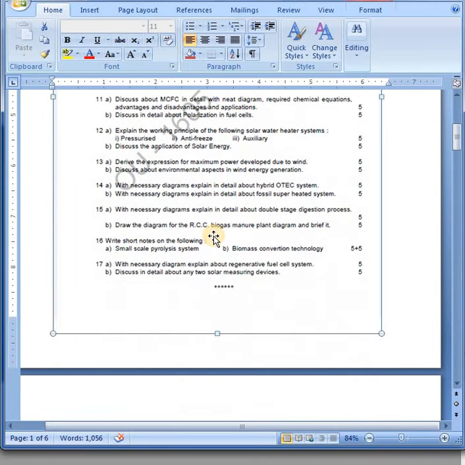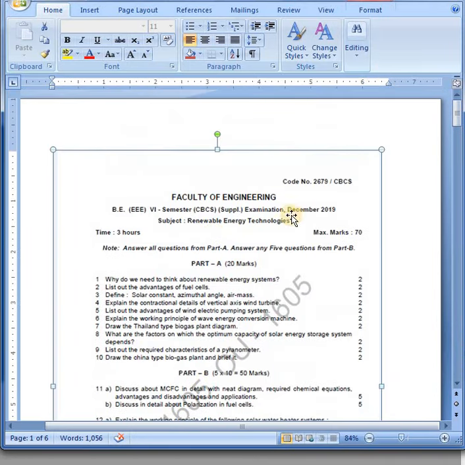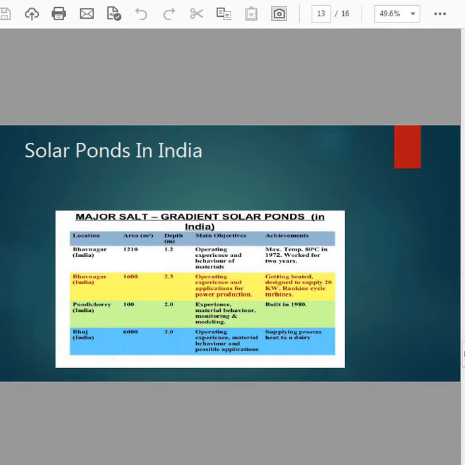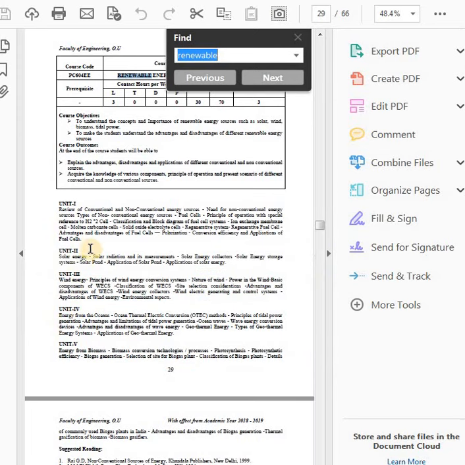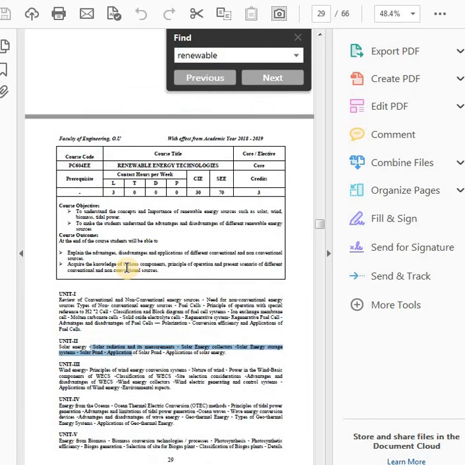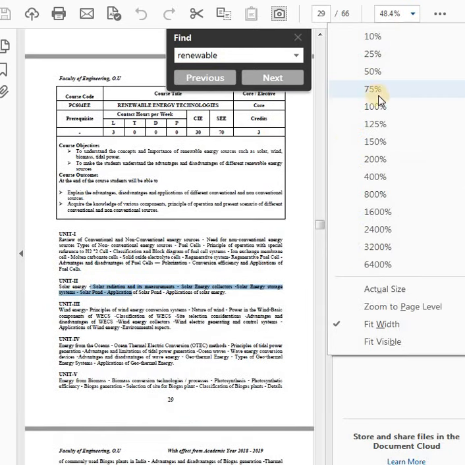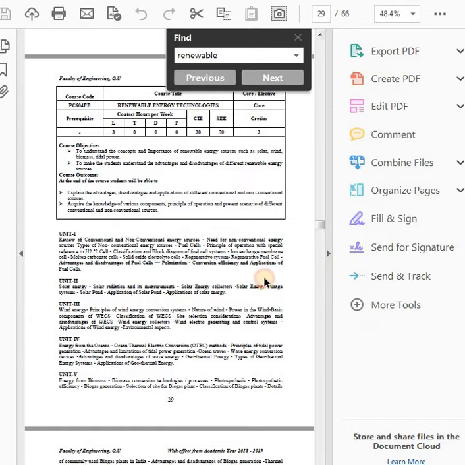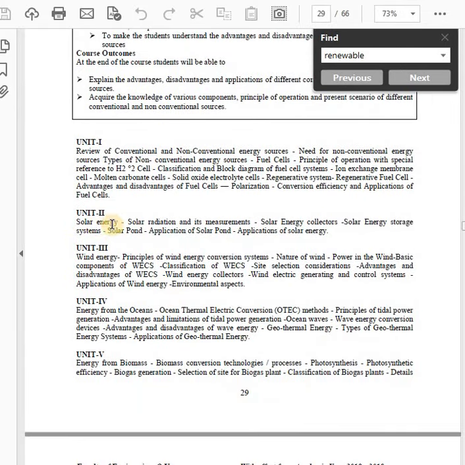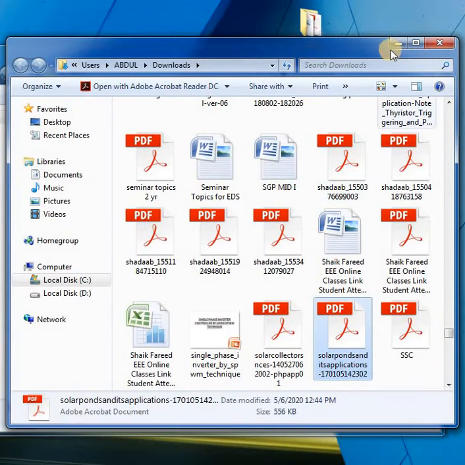Hope you understood. This was the revision for the second unit, that is, energy from solar heating. We have covered energy from solar heating, solar radiations and its measurements, solar energy collectors and solar storage systems, solar panels, and applications of solar energy.